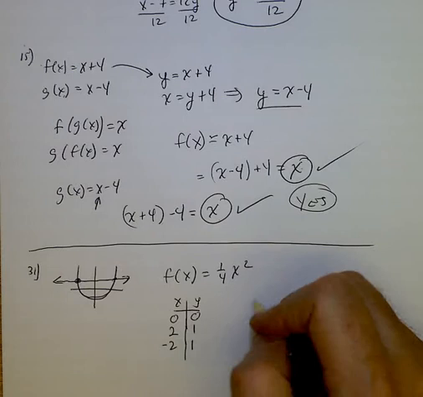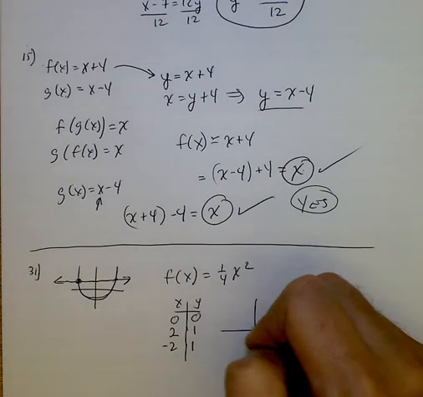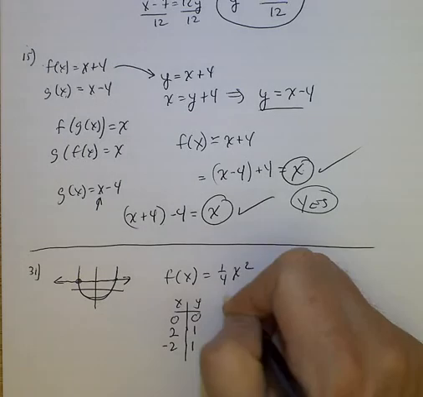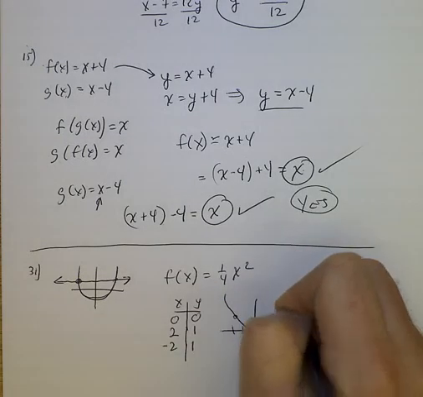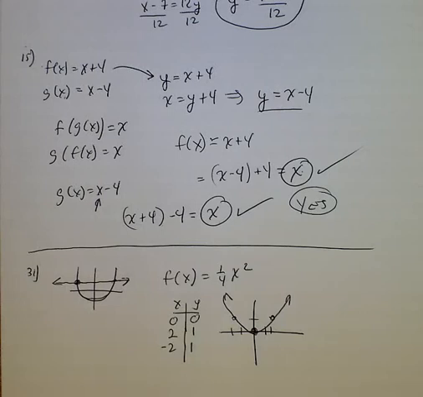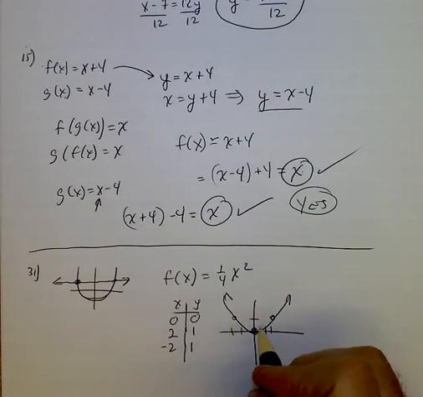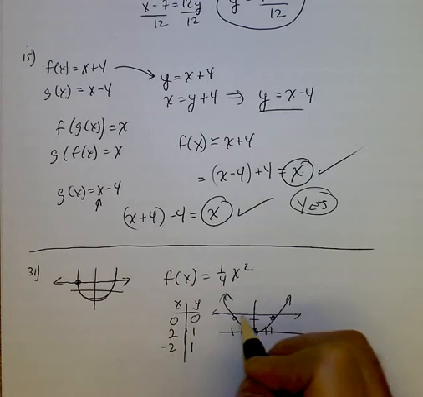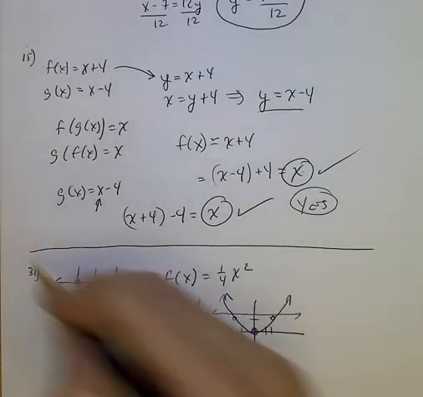We'll go ahead and plot those points: 0, 0, 2, 1, negative 2, 1, and this is our graph. And so the question is being asked, does this function have an inverse? Well, you would say it does not, because the horizontal line intersects at 2 points. So the answer to number 31 is no inverse.